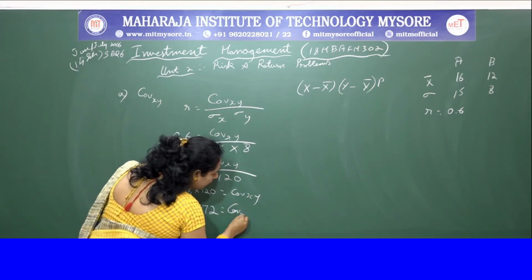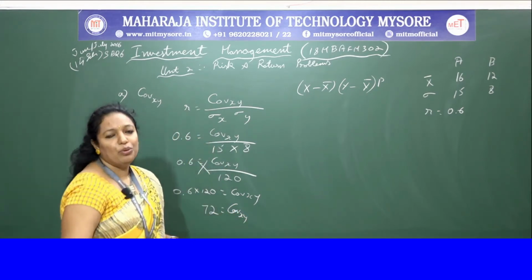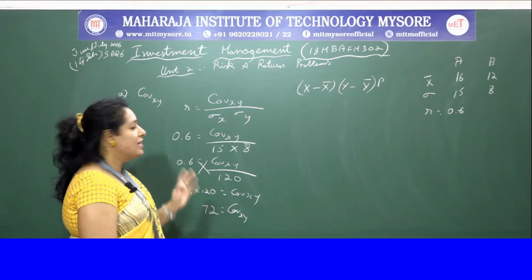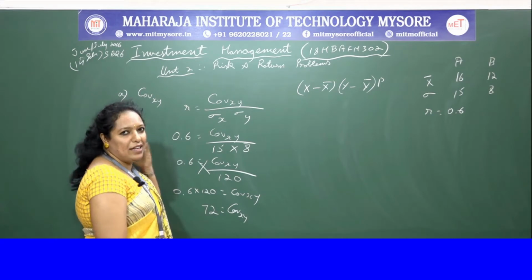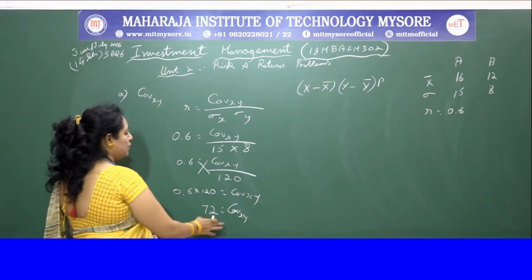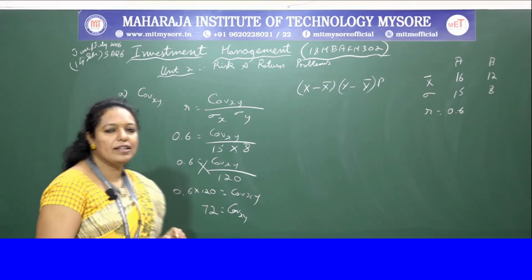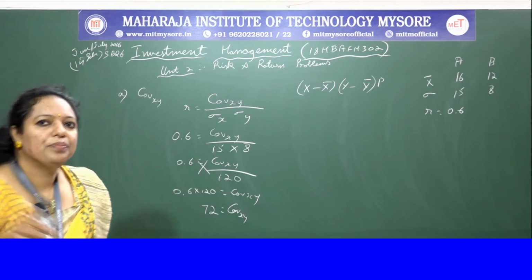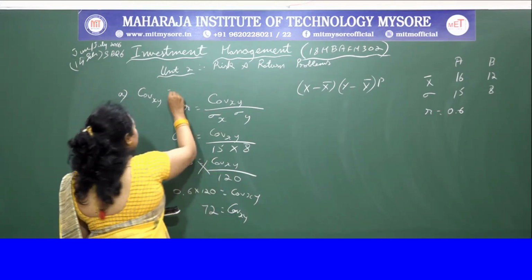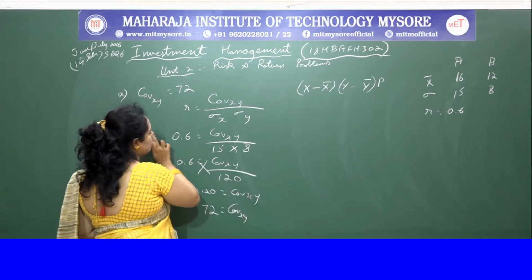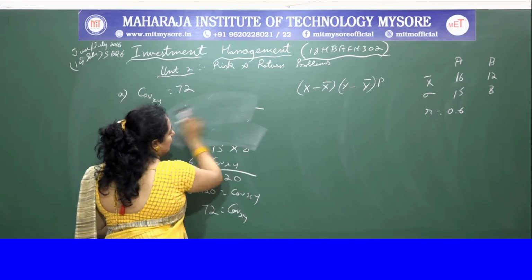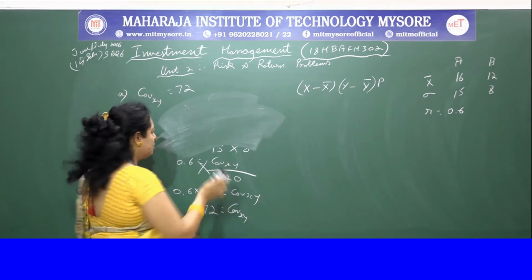So by having the three pieces of information given, we can find out the missing information. Here the missing information was covariance, that was the first question also. So the covariance which we have got is 72. I'll write here 72. So we have got the first answer. Probably you might have understood, it is simple.